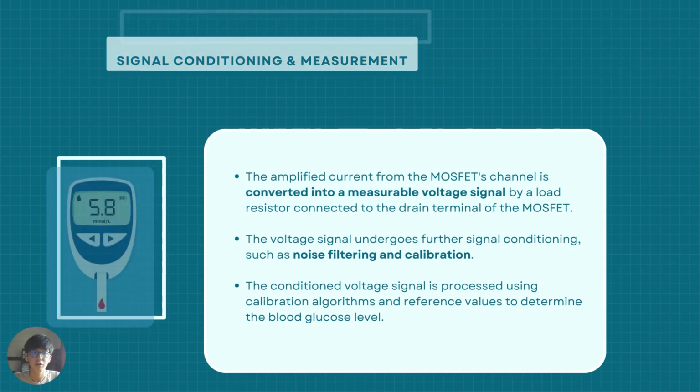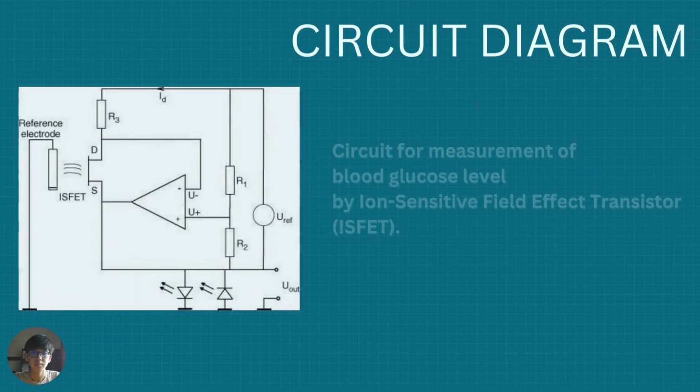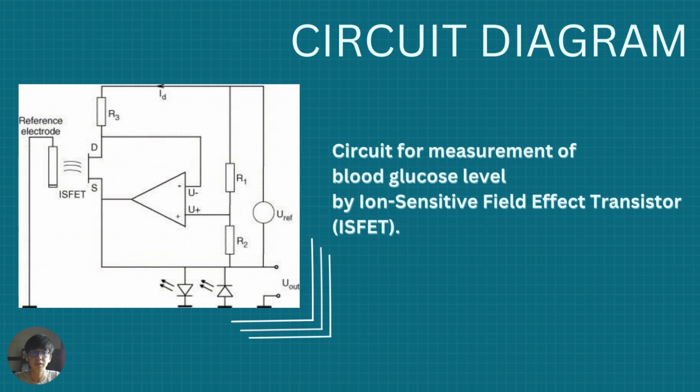The role MOSFET plays in the blood glucose level monitoring device is shown in this circuit diagram, where the EG-MOSFET is used as a biosensor in a blood glucose level monitoring device. And this is the example for the ion sensitive field effect transistor, where it's sensitive to the concentration of the ion, and it is used to measure the blood glucose level.